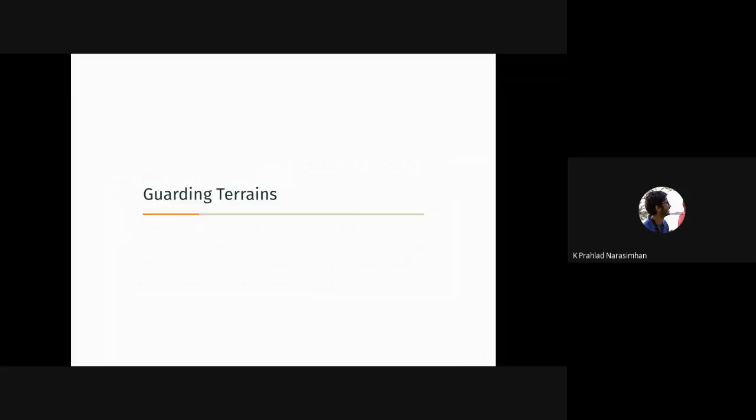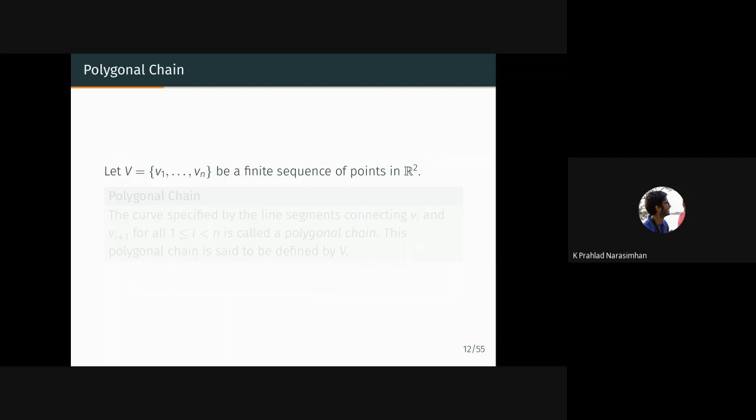So, that was the first part, just a general introduction to graph theory and chordal graphs. Now let me go on to the second problem, which is terrain guarding. Before I tell you what terrain guarding is, I should first tell you what a terrain is. For that, I should first tell you what a polygonal chain is. This, again, you might have seen before. It's not a very fancy concept.